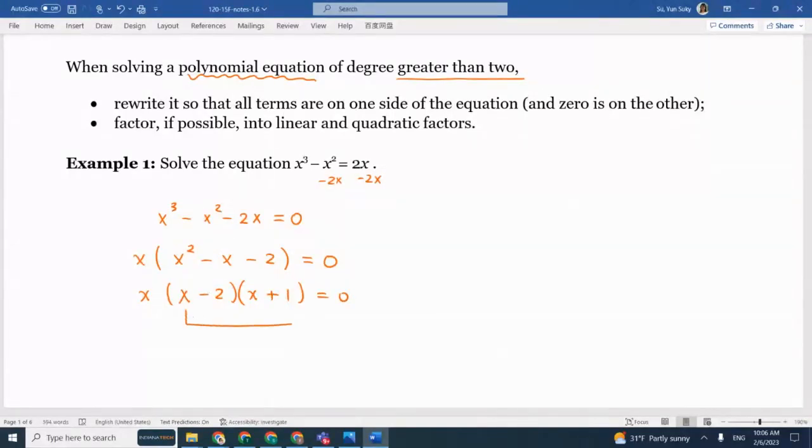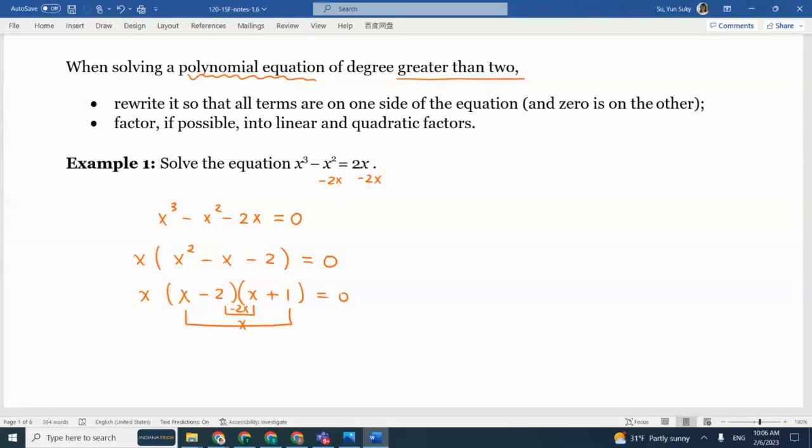Okay, and then we check. Multiply the outer terms. We get x times 1 is x. Multiply the inner terms. -2 times x is -2x. Now, you add them up. Do you see we get -x? So this is the factoring.